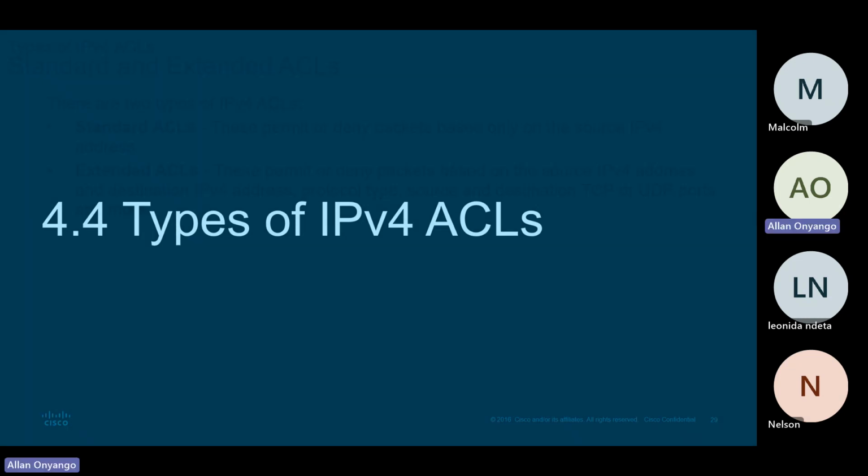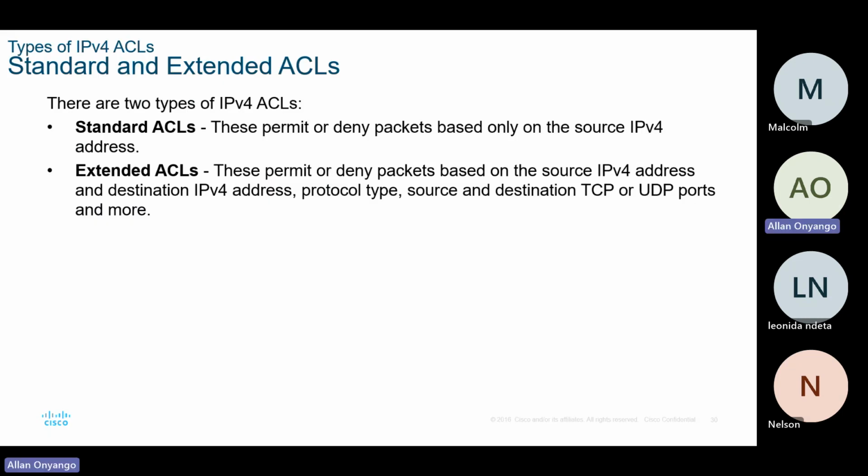Now, like I mentioned, there are two types of ACLs: standard and extended. Standard ACLs permit or deny packets based on only source IP addresses. That is very minimal protection. If you want to do more with ACLs, you're going to need extended ACLs, because these permit or deny packets based on both source and destination IP addresses, source and destination port numbers, protocol types, and so on and so forth.